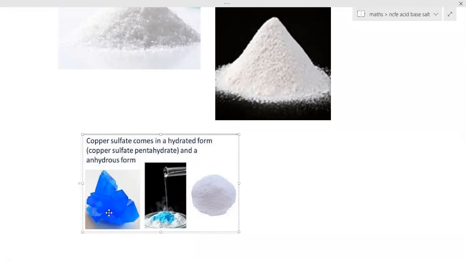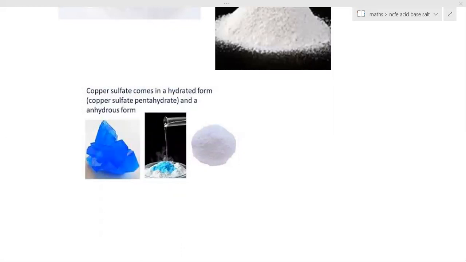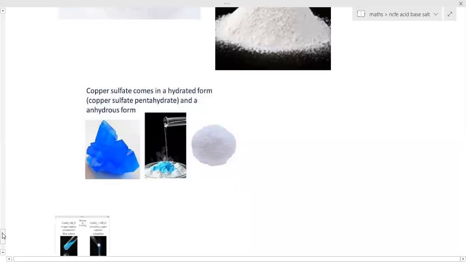In one test tube, we take the copper sulfate crystals and heat them. We will see that water droplets form near the mouth of the test tube. So what is the source of that water? From the crystal. That is the water already present in the crystals.